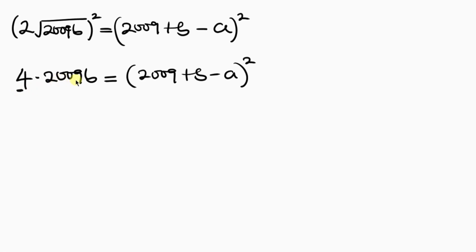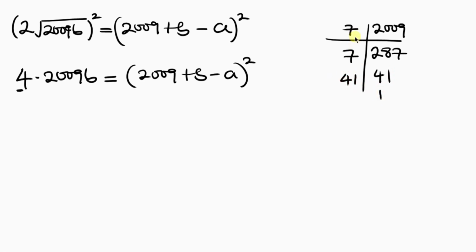What about 2009? This is pretty much a large number, so let's break it down. So I'll draw a division line, 2009. Now 7 is the smallest prime number that can divide. So 2009 divided by 7 is 287. 287 divided by 7 is 41. Now 41 divided by 41 is 1. So we have 7 into how many places? 1, 2. So 7 squared times 41 gives 2009. So we've broken this down. So this is 4 times 7 squared, which is 49, times 41b. So in place of 2009b, we've broken it down to this.